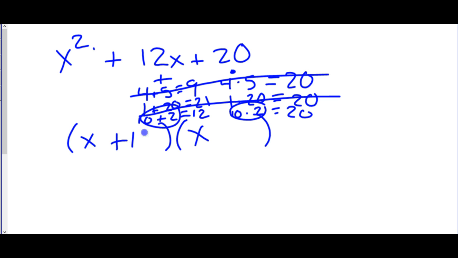A positive 10 and a positive 2. So that would be our final answer for this problem. X plus 10 times x plus 2. You may switch the parentheses. You may write x plus 2 times x plus 10. Same answer. So let's try one more problem with negatives.